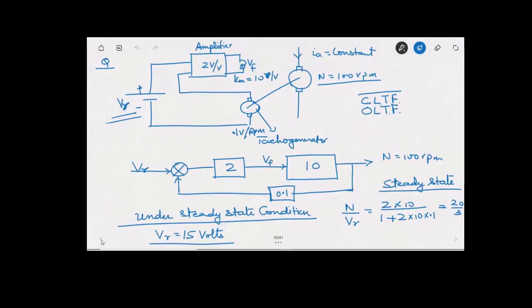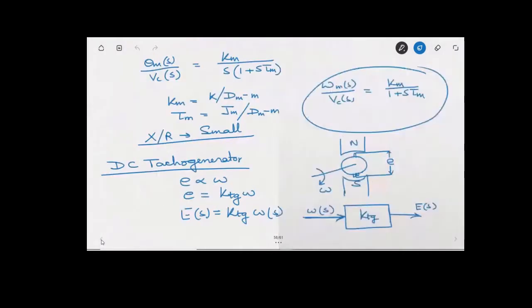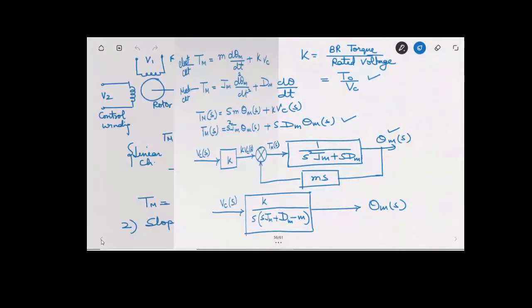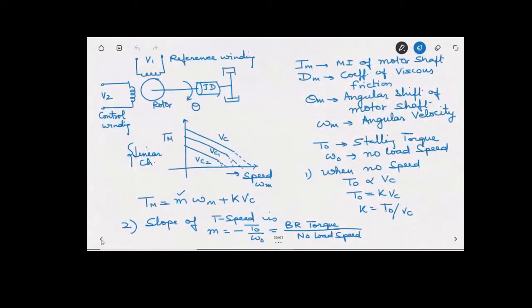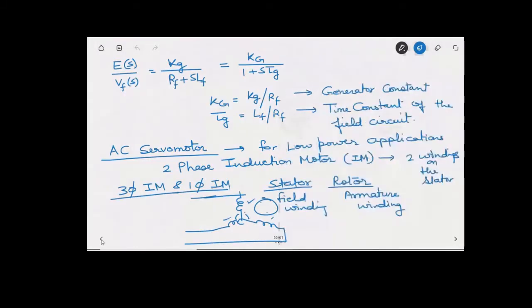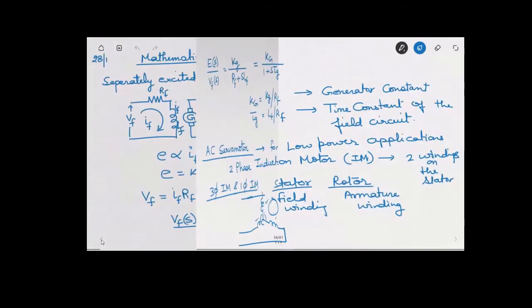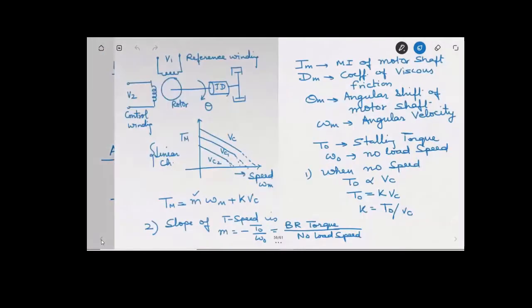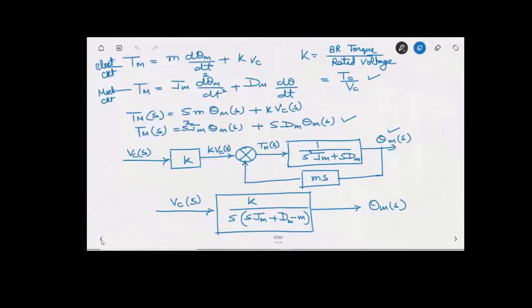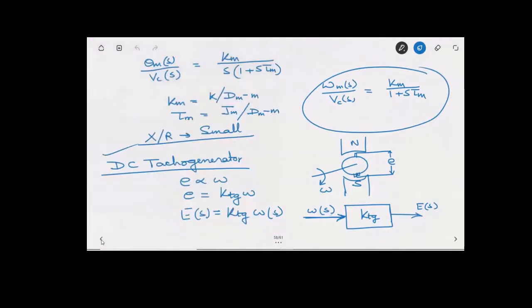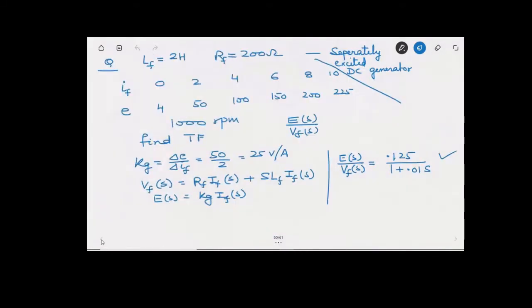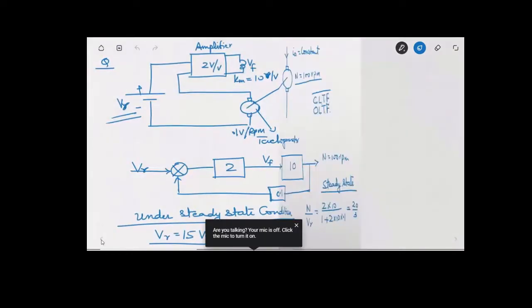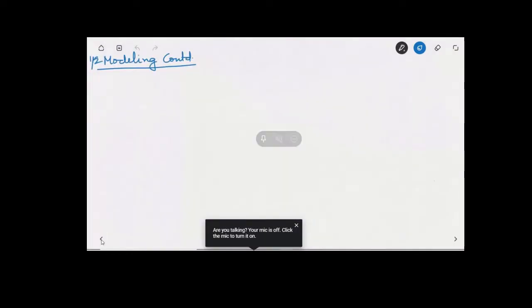Like DC motor and then AC servo motor, DC tacho generator. This is AC servo motor and DC generator also separately excited. So we have done the modeling of these systems, and we know the importance of modeling now, that without modeling we cannot proceed towards the analysis and design. So the model of the system should be available with us.